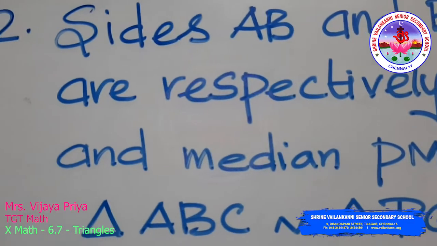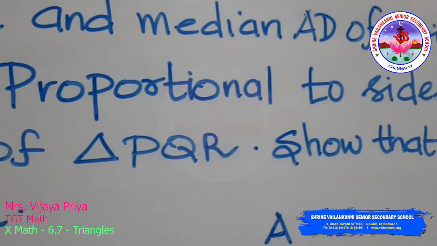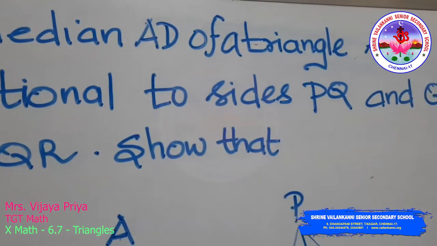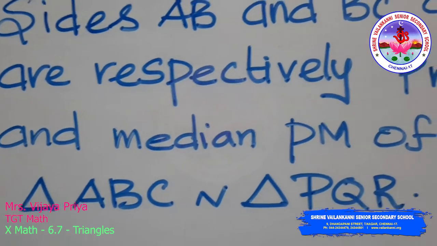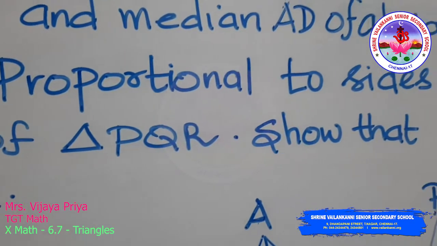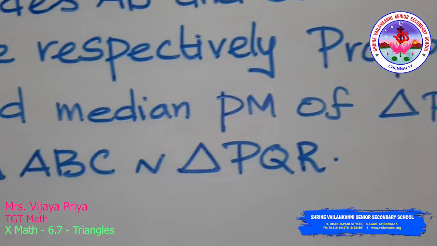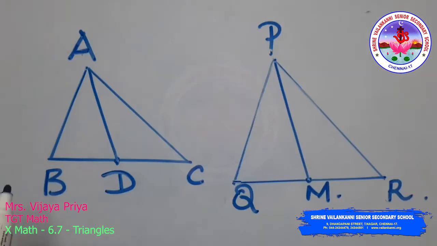12th problem. Sides AB and BC and median AD of a triangle ABC are respectively proportional to sides PQ and QR and median PM of triangle PQR. Show that triangle ABC is similar to triangle PQR.